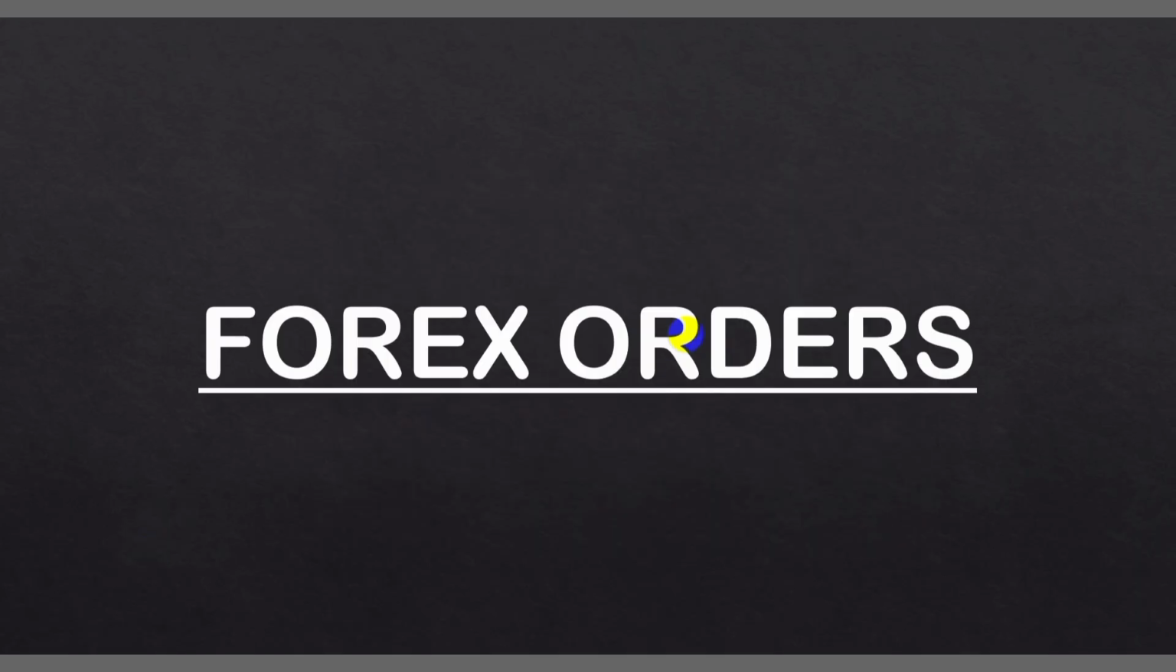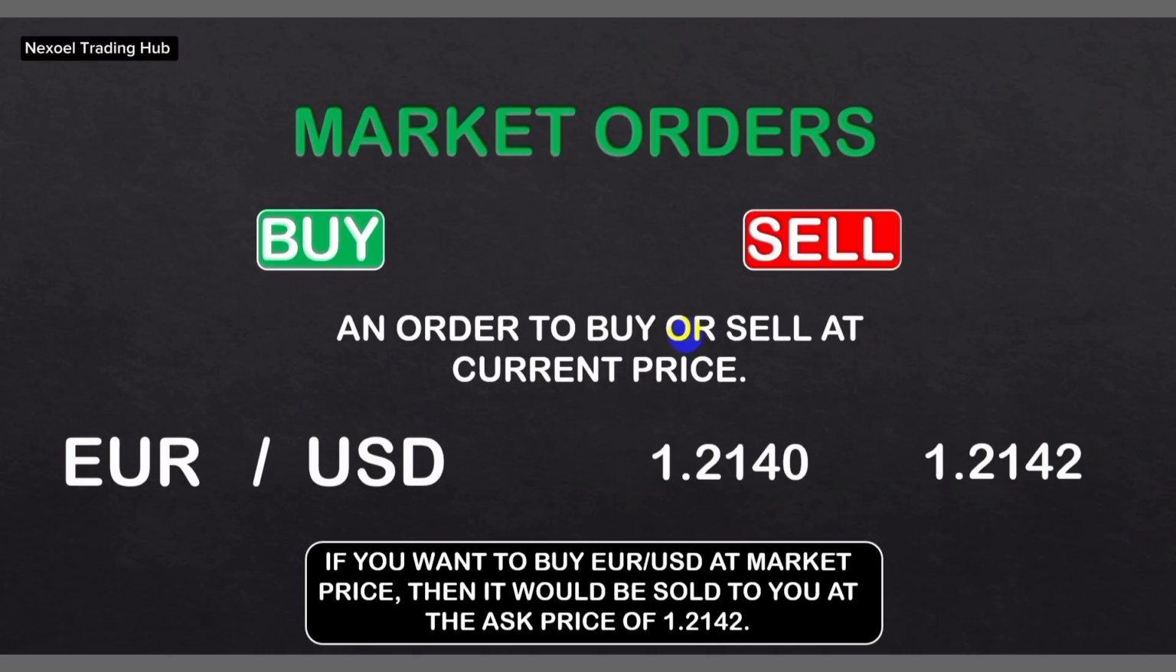So guys, let's look at the various types of Forex orders. First on our list, we have what we call the market order. The market order is an order to buy or sell at the current market price. It is basically an instantly executed order, and it is suitable for traders who can afford to spend time in front of their screen. Such an order is popular among traders.